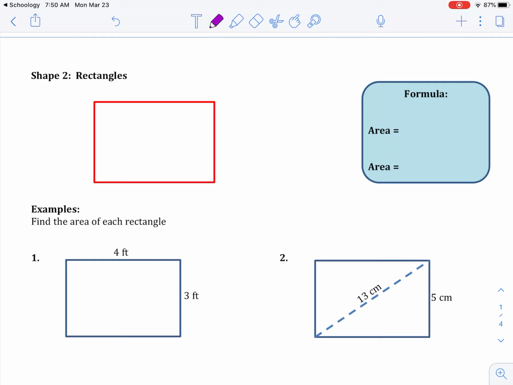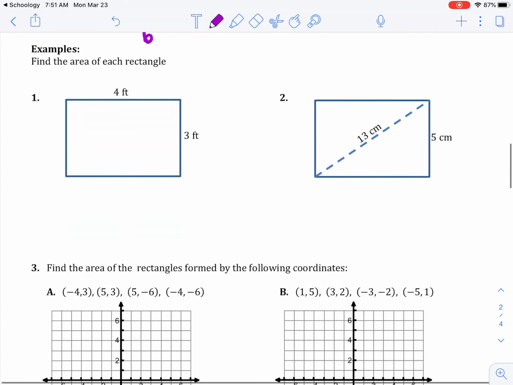All right, so I have 2 spots for the formula here because depending on what you call this and this, your formula can change. Sometimes we call this a base and we call this a height. So our area formula would be base times height. But we also sometimes call that a length and a width. So it could also be length times width.